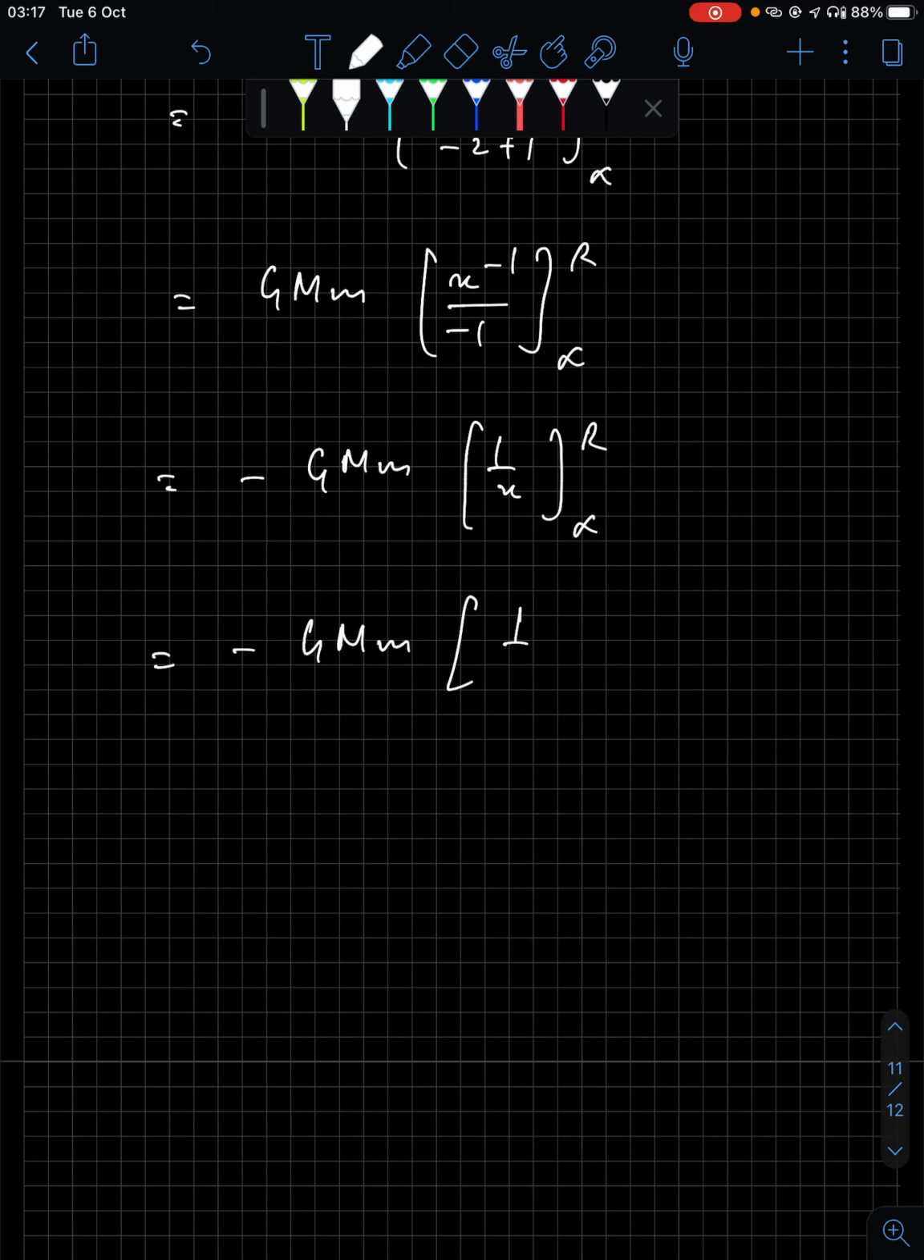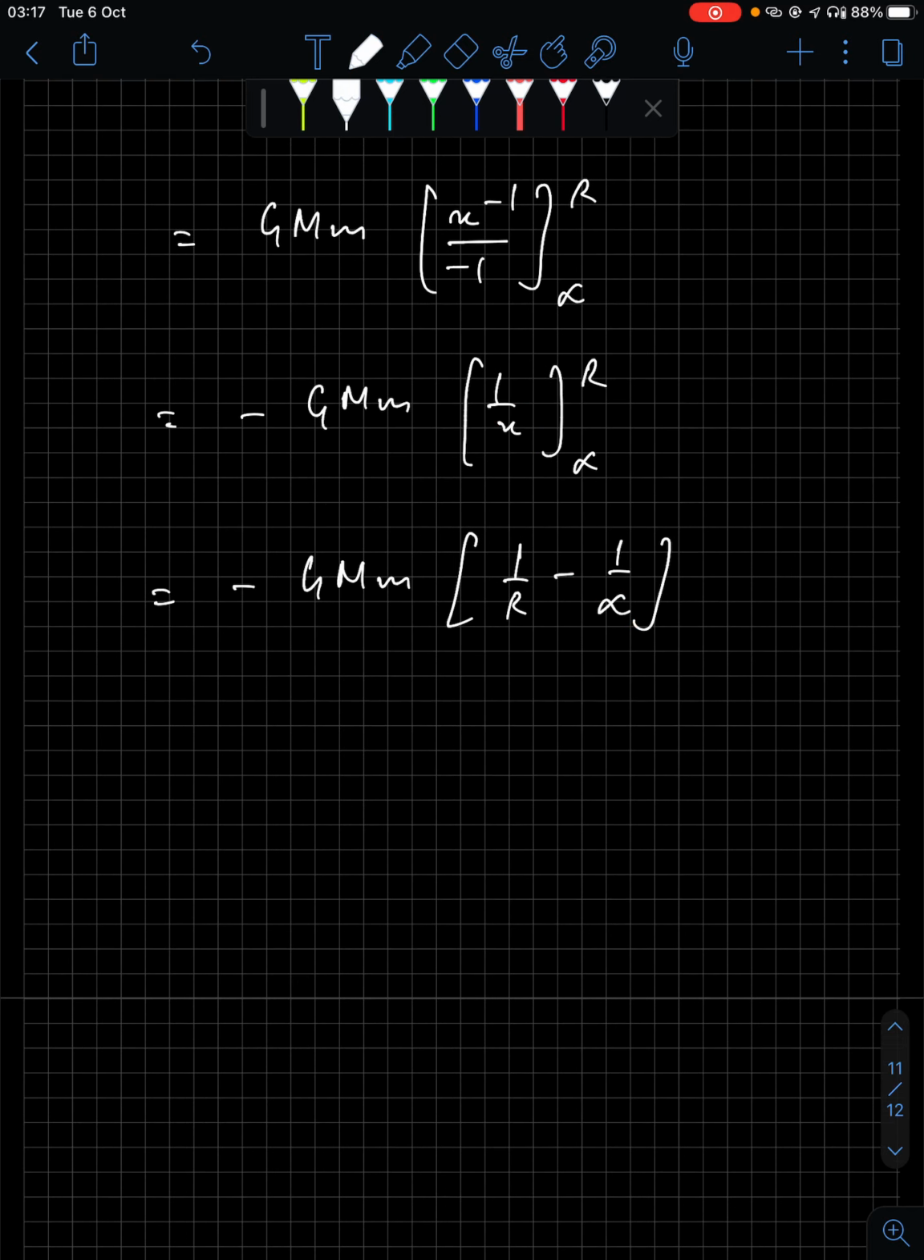So 1 by r upper limit minus 1 by infinity. Look, we put the value of upper limit and lower limit in place of this x. So once you place the value of upper limit, then subtraction, again you place the value of lower limit. Okay, this is how you do. So what is the value of 1 by infinity? It is 0, right? So the second term goes 0, minus GMm by r is what remains. So that's your answer.